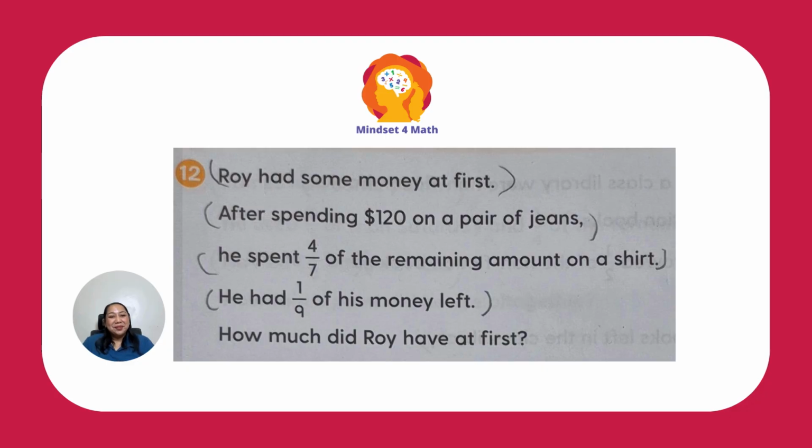Let's begin. Roy had some money at first. After spending $120 on a pair of jeans, he spent 4/7 of the remaining amount on a shirt. He had 1/9 of his money left. How much did Roy have at first?